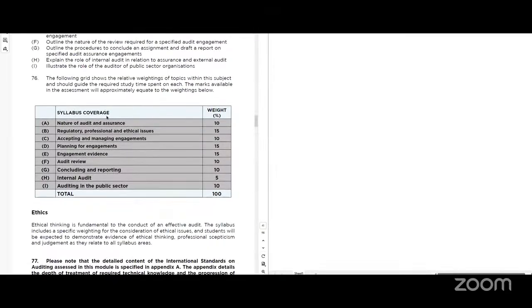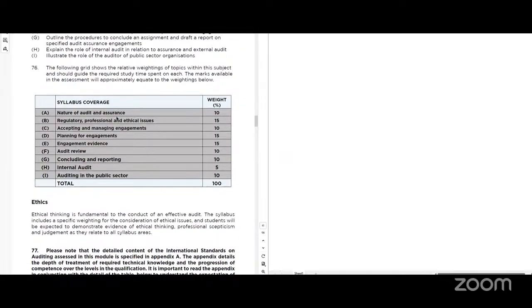When you look at the grade for audit and assurance in level 2, that is the basic auditing, right? You see that they have the nature of audit and assurance, the regulatory, professional, and ethical issues, accepting and managing engagement, planning for engagement, engagement evidence, audit review, concluding and reporting, internal audit, and audit in the public sector. Now, these ones are mostly knowledge requirements, like theory. Though in advanced audit, you will get theory. The theory is not so much, right?